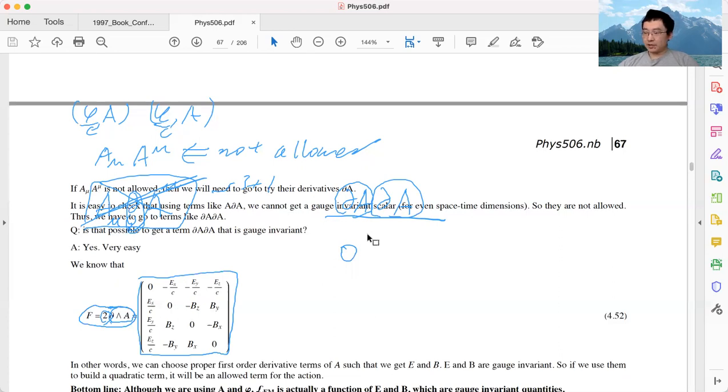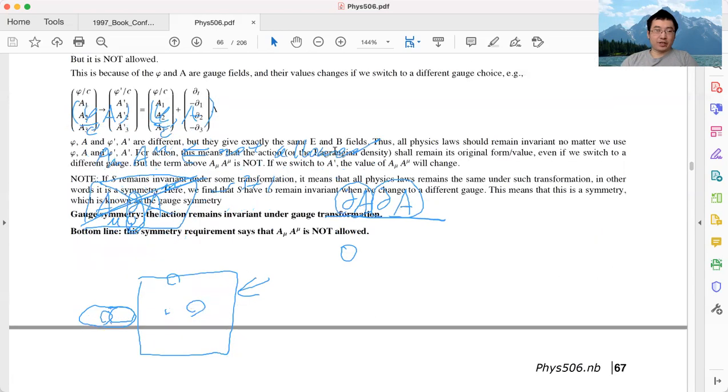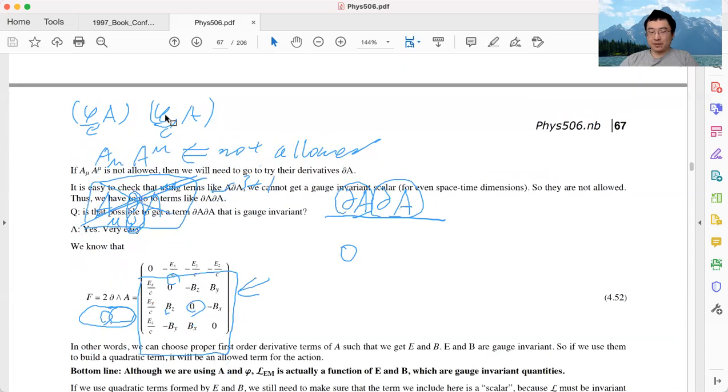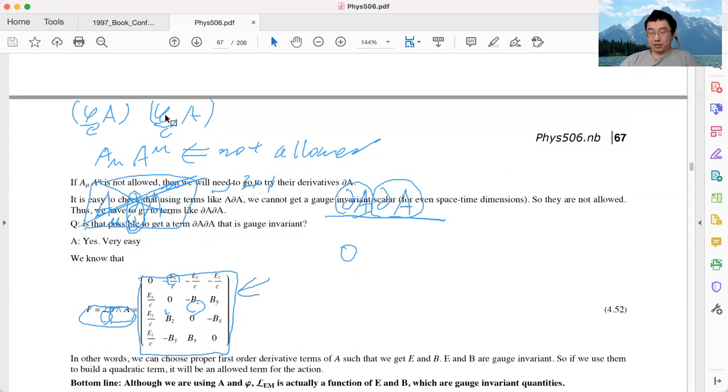And this object definitely preserves the gauge symmetry. Under a gauge transformation, if we choose a different gauge, A will change, but E and B will not. So if we use this object, the gauge symmetry is automatically satisfied. No matter how I change my gauge field, no matter which gauge choice I choose, no matter whether it's phi, A or phi prime, A prime, it gives me the same E and B. So this rank 2 tensor preserves the gauge symmetry. So the gauge symmetry is always satisfied in this guy.